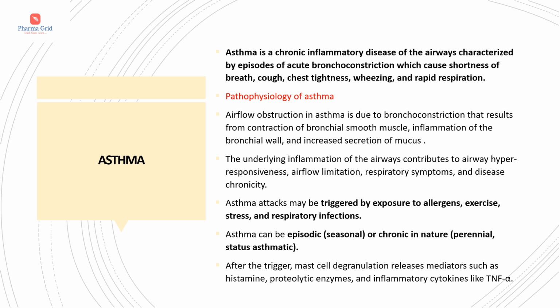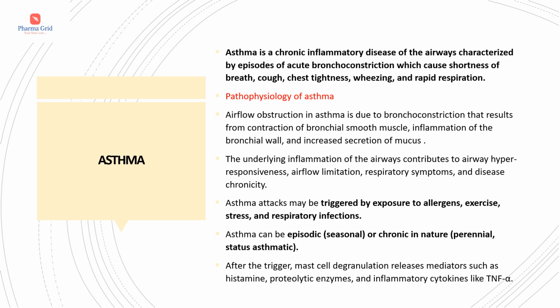Asthma attacks may be triggered by exposure to allergens, exercise, stress, and respiratory infections. So these are the triggering factors for asthma. For examples include allergens, exercise, stress, and respiratory infections. And these triggering factors may differ depending upon the patients. Asthma can be episodic, means seasonal, or chronic in nature, which is known as perennial or status asthmaticus.